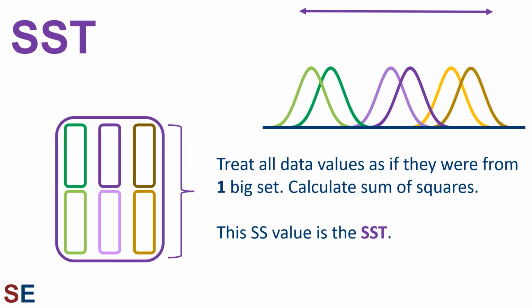For the sum of squares total, we treat all data values as if they were from one big group. Then we calculate the sum of squares of this one large set of numbers. This is a measure of the total variation, which will be broken down into subsets as we look at the other sums of squares. This sum of squares value is the SST.